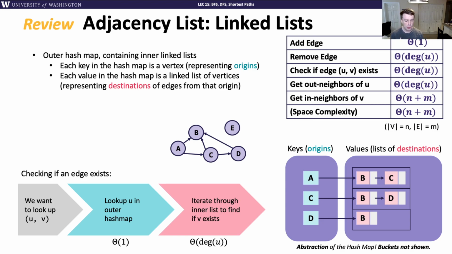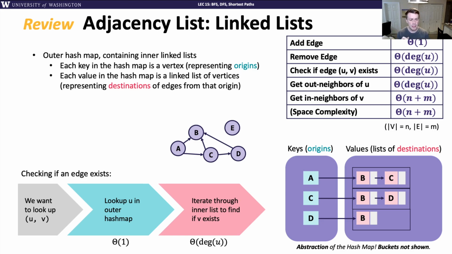Now, this structure is oriented in a very particular way. For directed graphs, it makes sense to store the origin as the lookup and then the destination as the value that you're going to be mapping to. You could also store it the other way, but the most common is this way.